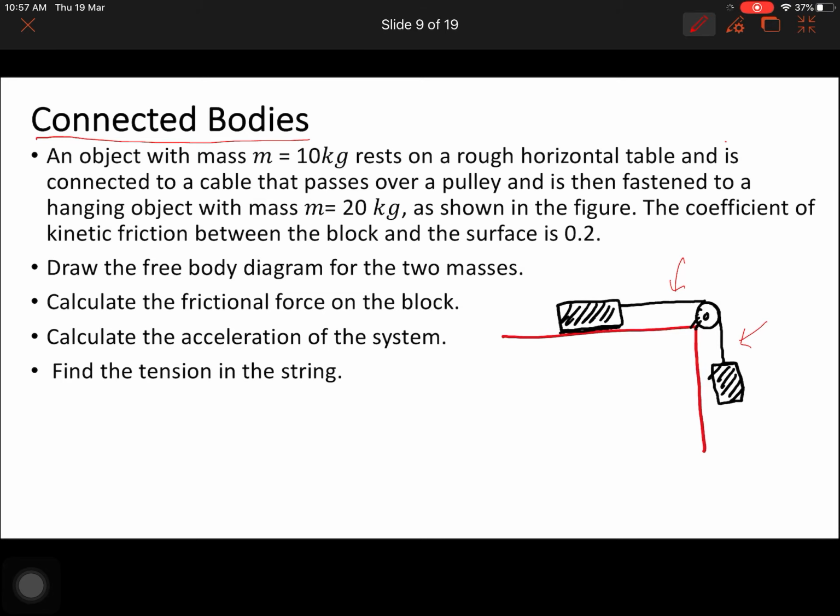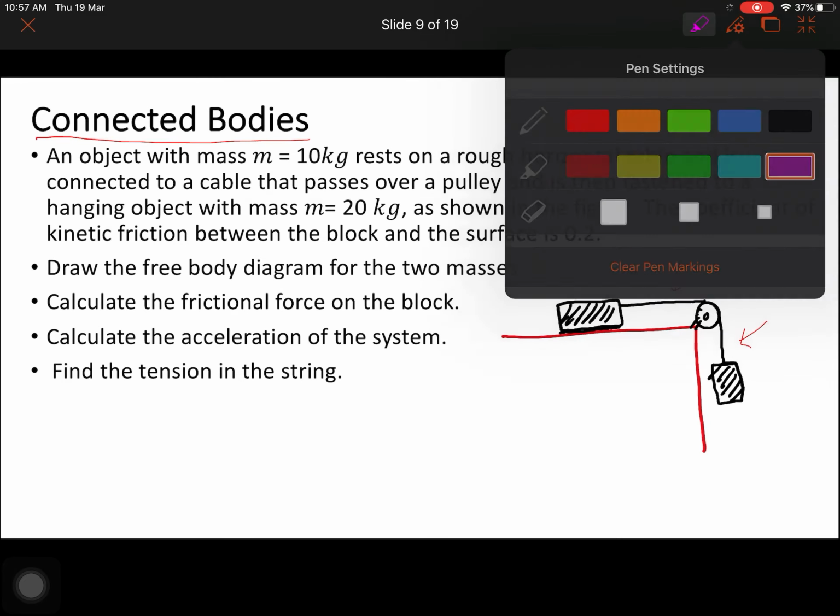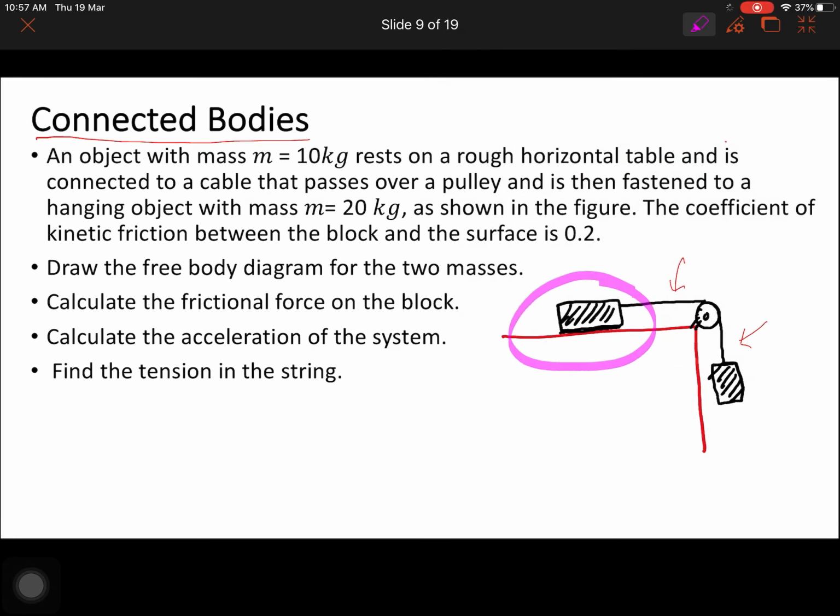We can have different cases of connected bodies, but in this particular problem we are going to see one object placed on the horizontal table, like this one. This is placed on the horizontal table while the other object is hanging. So let's read the problem here.